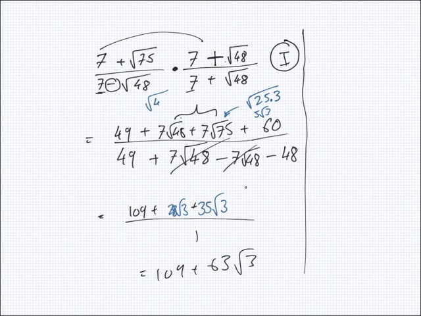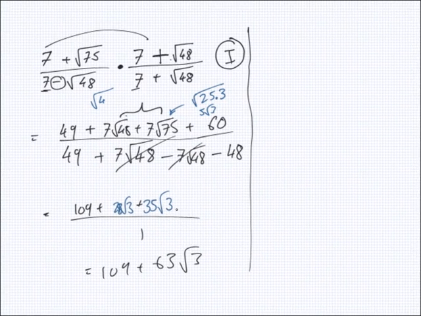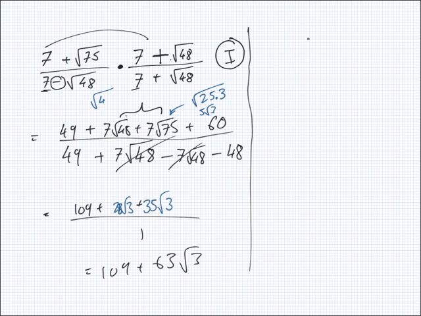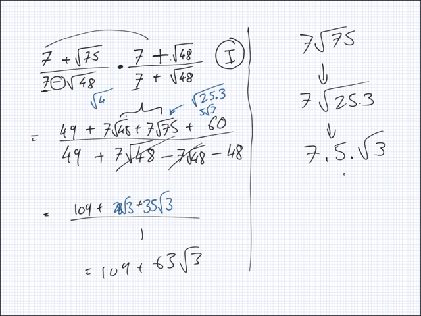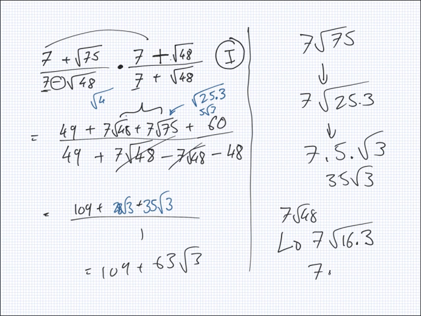Can you repeat the last bit here? Simplified, 7 root 75 is 7 root 25 times 3, which is 7 times 5 times root 3, which is 35 root 3. And then the other one, what was it? 7 root 48 is 7 root 16 times 3, which is 7 times 4 times root 3, which is 28 root 3. So it was 28 and 35, which made 63 in total.